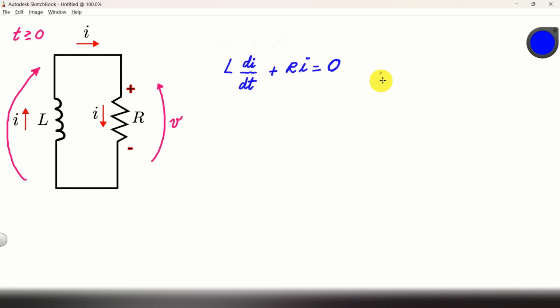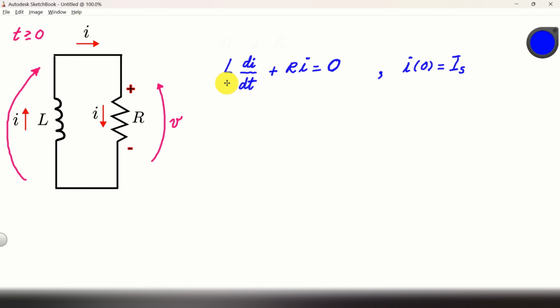Then, let's recall the initial condition. The initial condition is I of 0 is equal to Is. Let's solve these differential equations. There are at least two approaches to solve it. One approach is to integrate this differential equation, and the second approach is to use the Laplace transform. In this video tutorial, I will be directly integrating this equation.